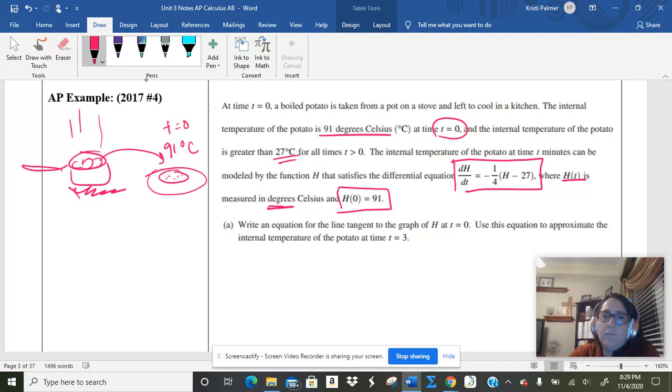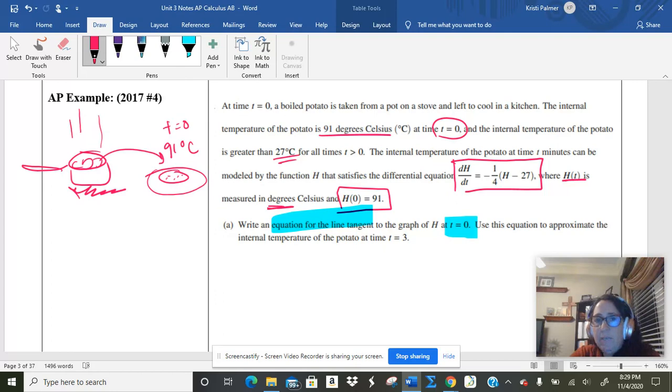But let's just try to get this first part. An equation of the tangent line. Oh gosh, that was bad. Equation of the tangent line. Oh, my pad is switched. That's why. Okay, at t equals 0.